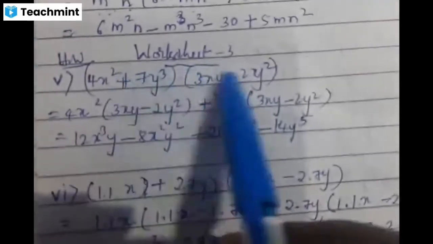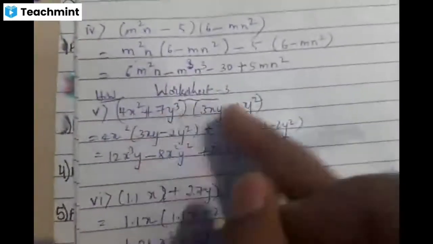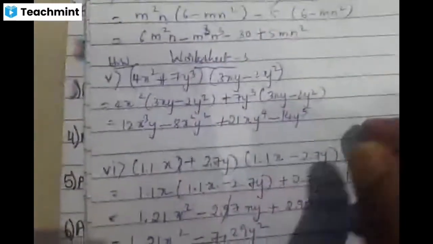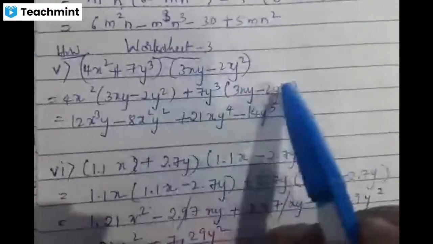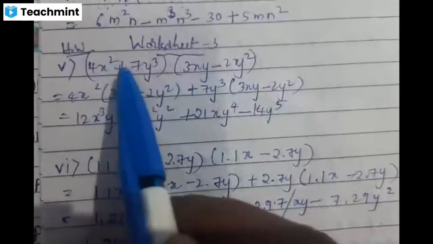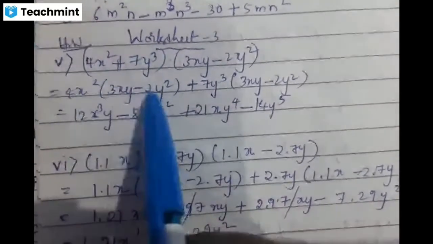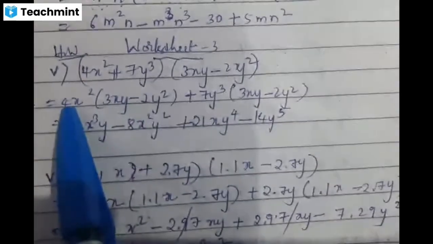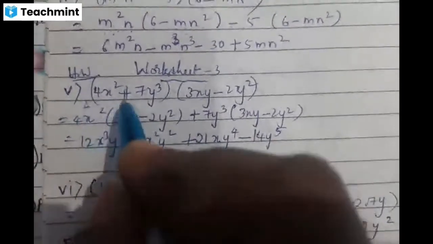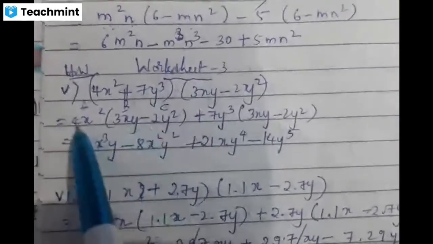How to multiply the two binomials, children? First term into second binomial or second bracket plus second term into second bracket. In this way, we are going to multiply the binomial in the first step. Now, we have converted one of the binomial into monomial. We have now monomial and a binomial. We already know how to multiply monomial with the binomial. What we do here, if this is A, if this is B and this is C, how do you multiply? A into B minus A into C.